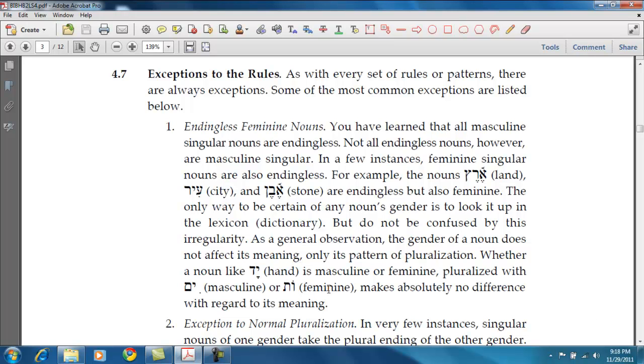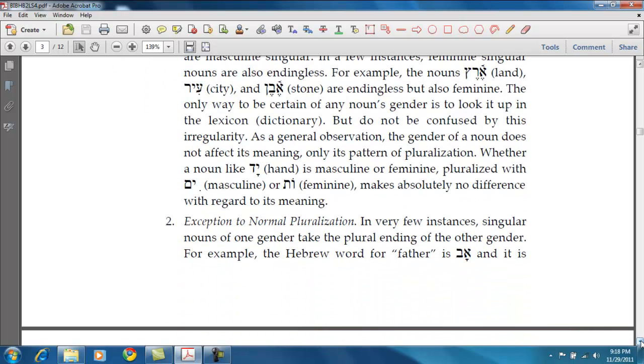So that doesn't make any difference to its meaning right there. It's just pertaining to gender. Now, there are some exceptions in normal pluralization of nouns. Remember, we had studied that the ending yod-mem sofit, or final mem, is masculine plural, and ot as feminine plural.